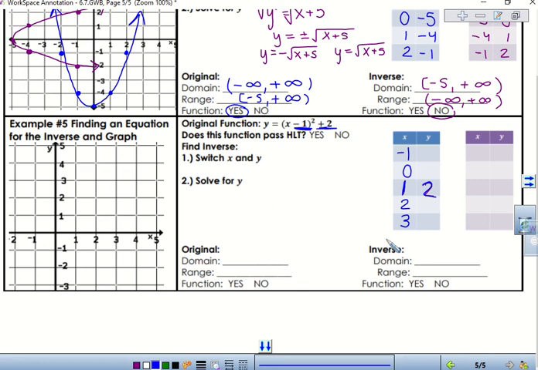So, you're going to take those values and plug them into the function, right? So, what is 0 minus 1? Negative 1. What's negative 1 squared? What's 1 plus 2? 3. So we get 3 here and 3 here.